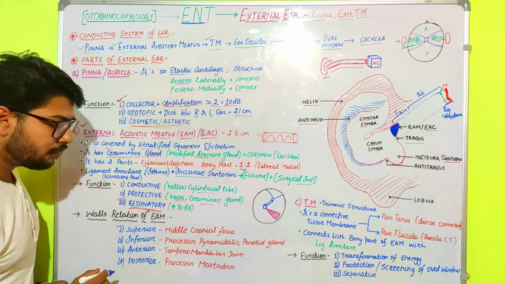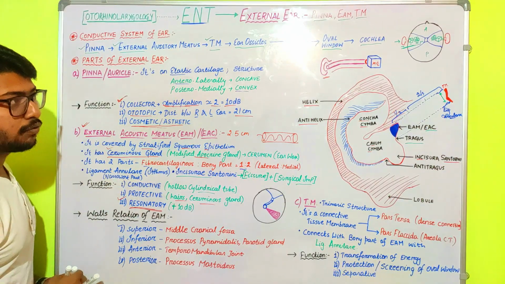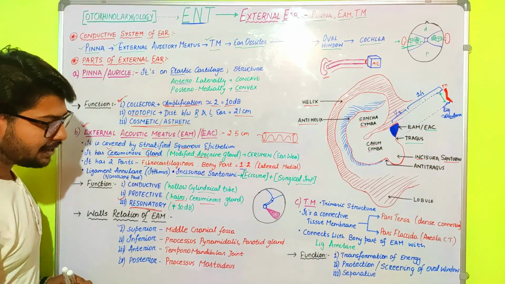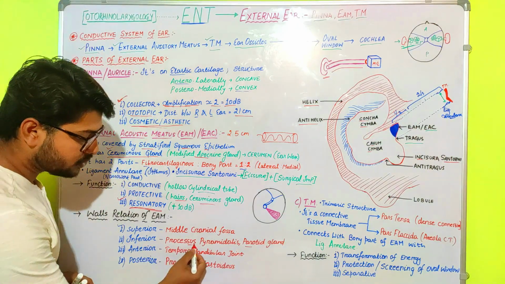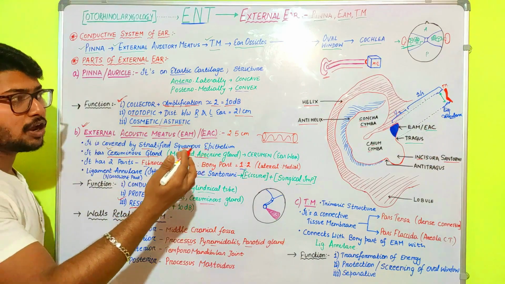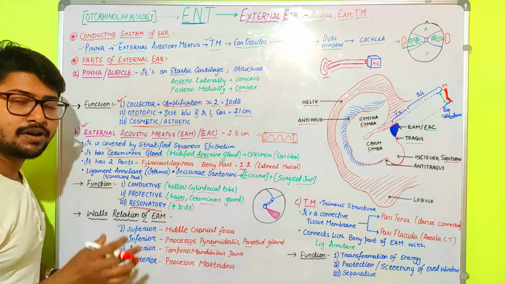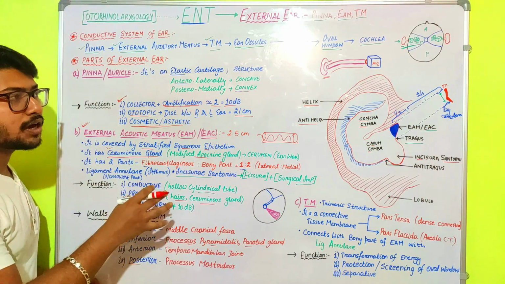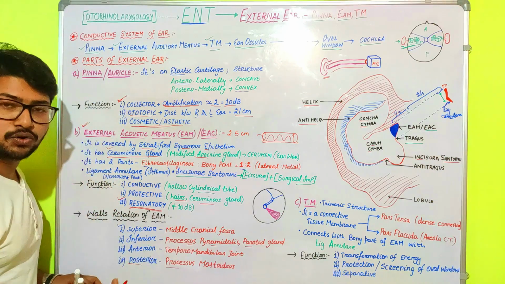To its superior part we have the middle cranial fossa. To its inferior part, what will we have? To its inferior part we will have the parotid gland and the processus pyramidalis of the palatine bone. Anterior to the external acoustic meatus we have the temporomandibular joint, and posterior to the external acoustic meatus we have the mastoid antrum, or processus mastoideus.